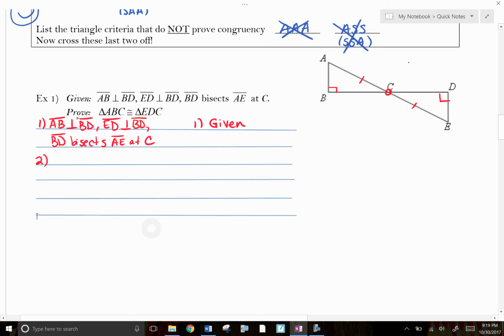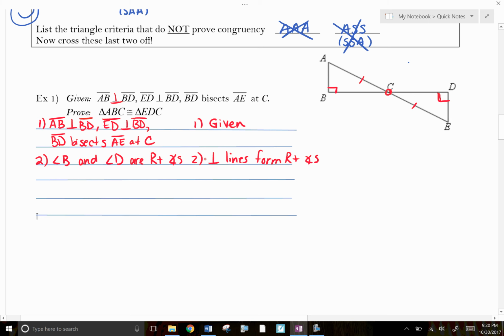So next thing, perpendiculars. I've said it before, I'm going to say it again. When you have perpendiculars, perpendicular lines create 2 statements and 2 reasons. Statement number 1, identify the right angles. That would be B and D. Angle B and angle D are right angles. Why are they right angles? Because of that perpendicular symbol. Perpendicular lines form right angles. So when you see perpendicular, 2 statements, 2 reasons.